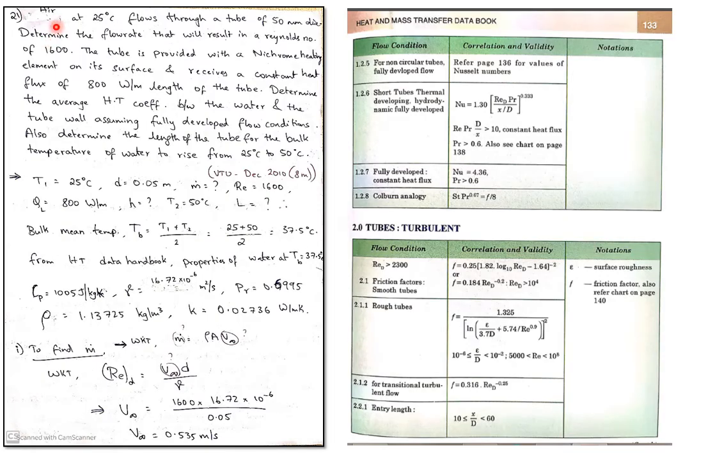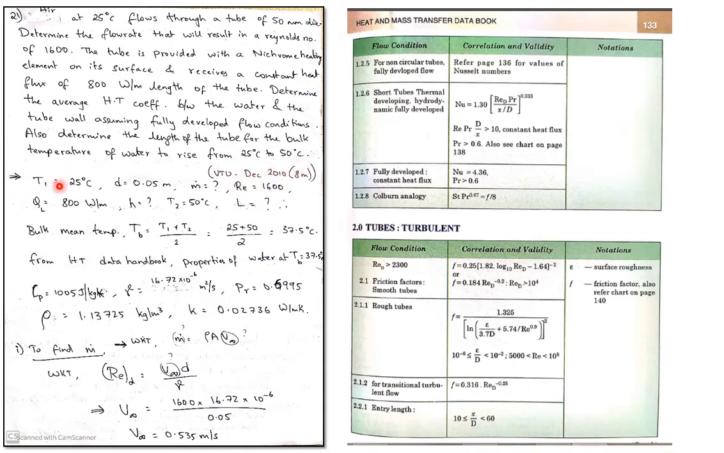Next class problem. Air at 25 degrees Celsius flows through a tube of 50 mm diameter. Determine the flow rate that will result in a Reynolds number of 1600. The tube is provided with a nichrome heating element on its surface, which receives a constant heat flux of 800 watt per meter length of the tube. Determine the average heat transfer coefficient, assuming fully developed flow. Also determine the length of the tube. The bulk temperature rises from 25 to 50.